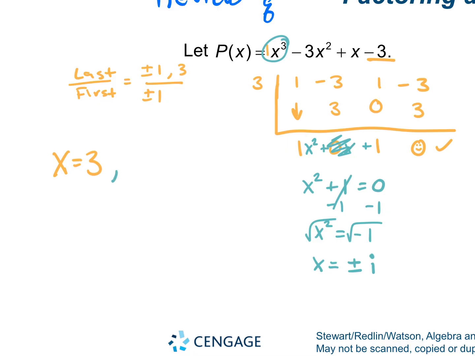So we have 3, positive I and negative I. Or if you wanted to leave it as plus or minus I, that's fine too. But these are 3 answers. So these are 3 solutions. 2 of them just so happen to be imaginary. Doing your last over first, you won't be able to find imaginary numbers that way, but you can find a real number, make your answer smaller, and then factor it from there or solve from there. Exactly how we did here.